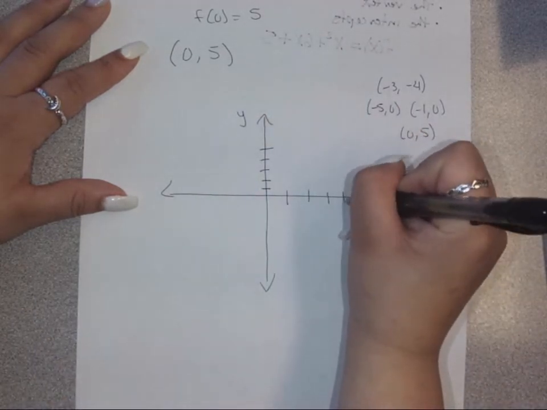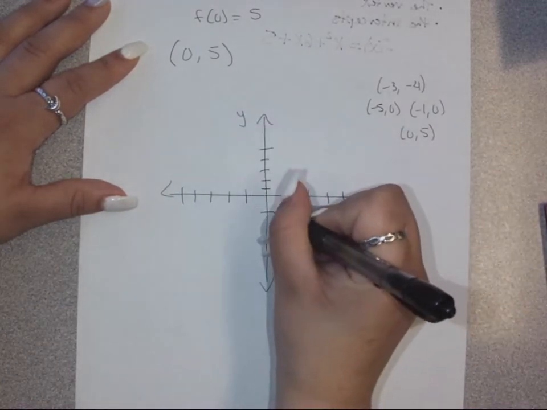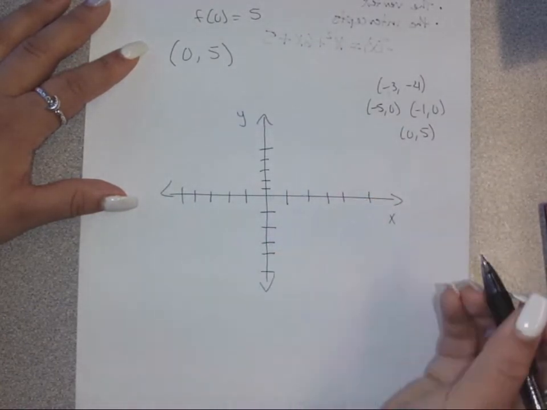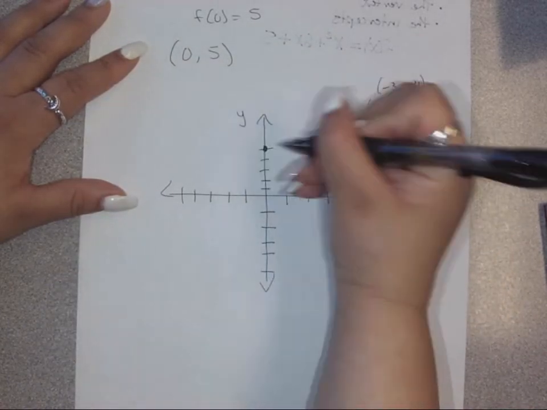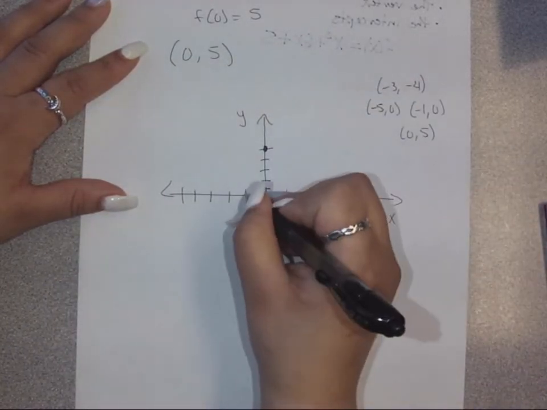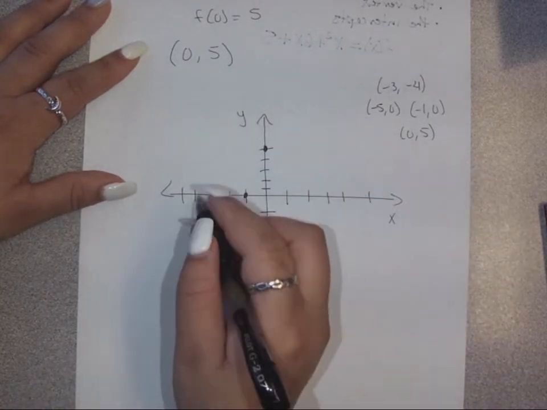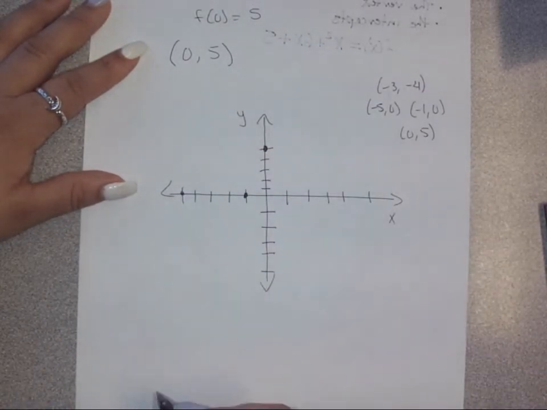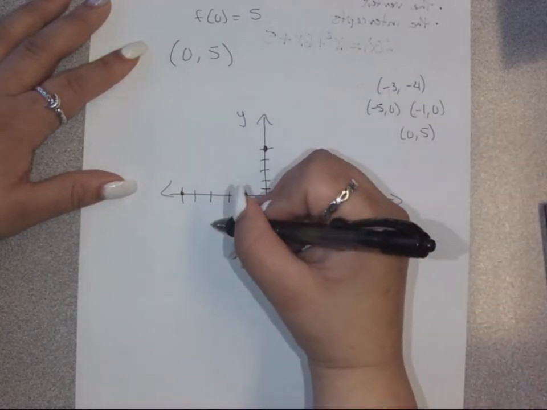1, 2, 3, 4, 5. So we have the point 0, 5. We have the point negative 1, 0. We have the point negative 5, 0. And we have the point negative 3, negative 4.